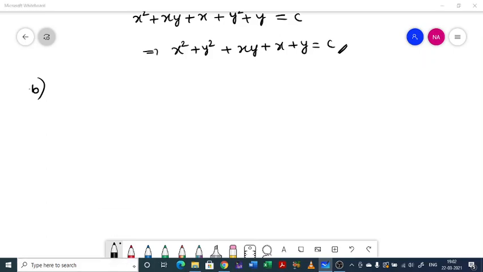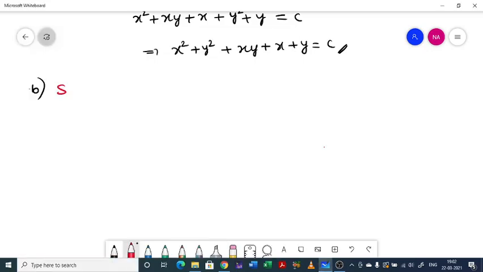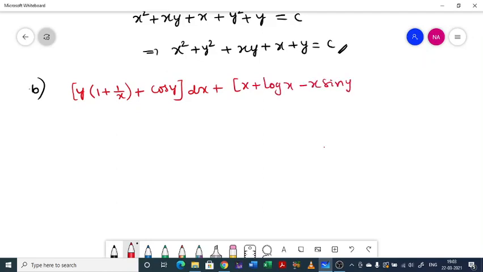Solve y(1 + 1/x) + cos y dx + (x + log x − x sin y) dy = 0. Solution.